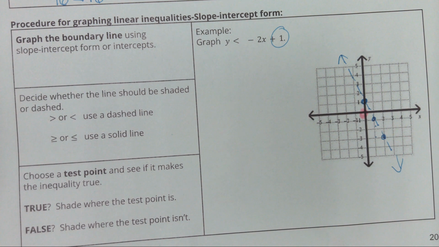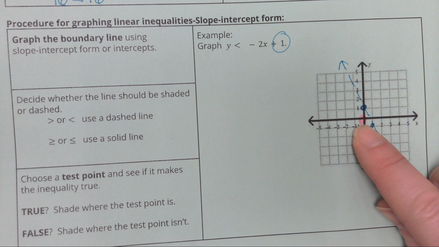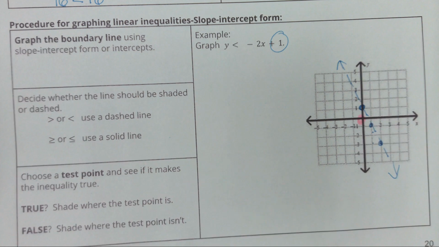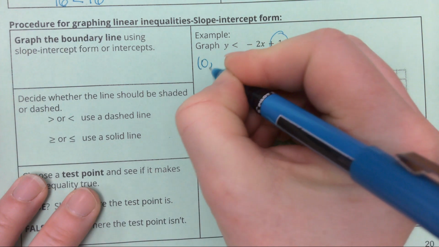Do you see 0, 0 is where I just highlighted? It's below the line. So if I put 0, 0 and it makes it true, this is where I'm going to shade. Okay? If it doesn't make it true, then I have to shade on the other side. The nice thing is there's only 2 choices. Either it's on this side or that side. All right. So I have this point 0, 0, and I'm going to plug it in up here.